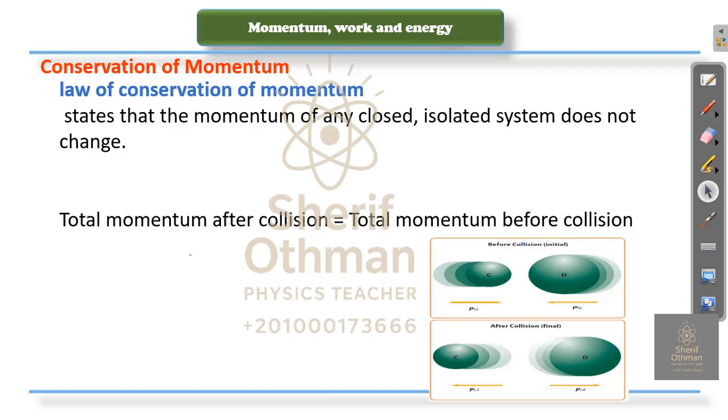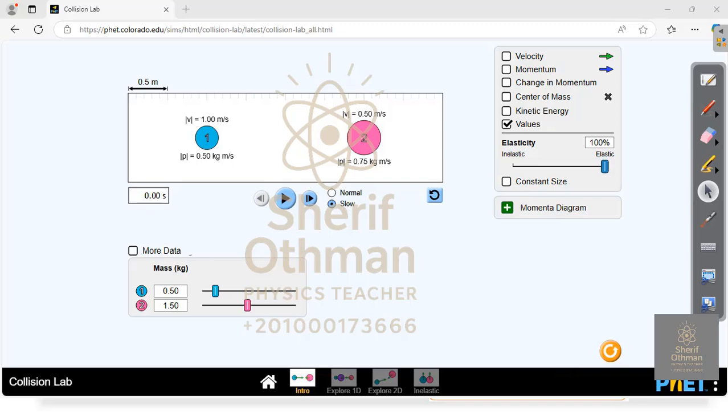Law of conservation of momentum. It states that the momentum of any closed, isolated system doesn't change. Total momentum before collision is equal to the total momentum after collision. Let's see the following simulation, guys.